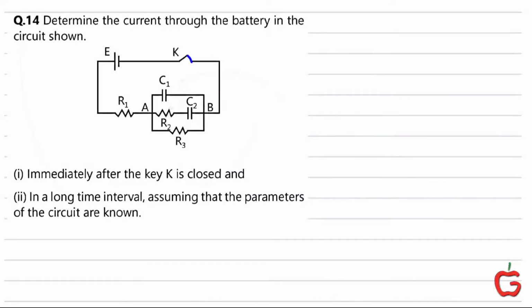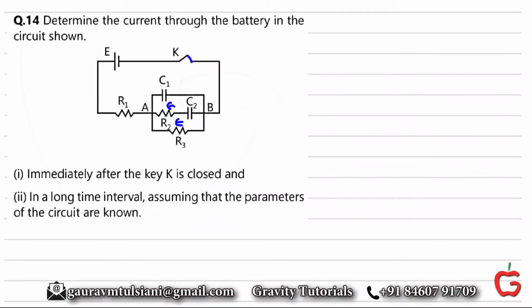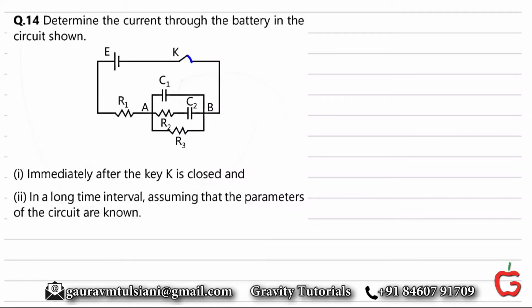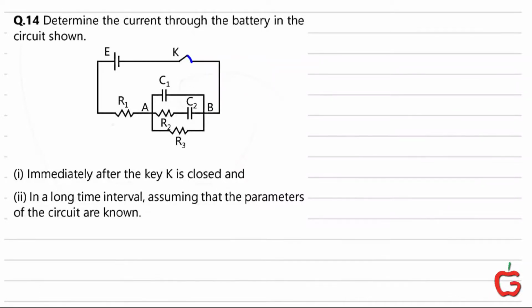So the current flows through here, the current flows through this branch. So immediately, since capacitors are not charged, they don't have any voltage to oppose the flow of current also. So then R2 and R3 are considered to be connected in parallel.